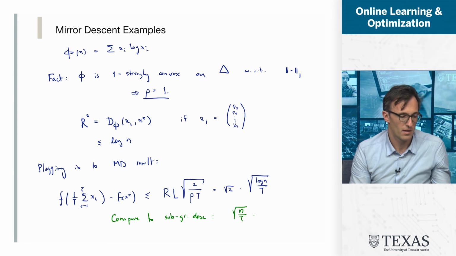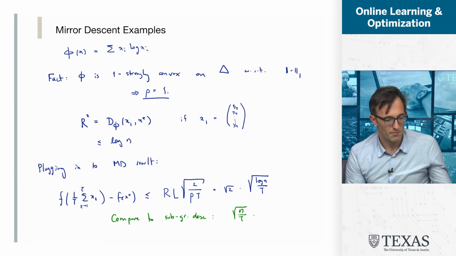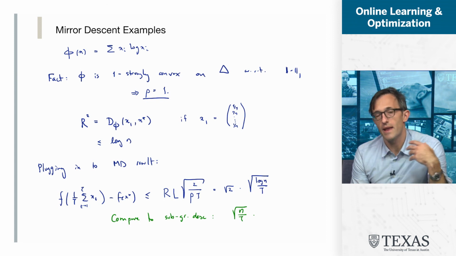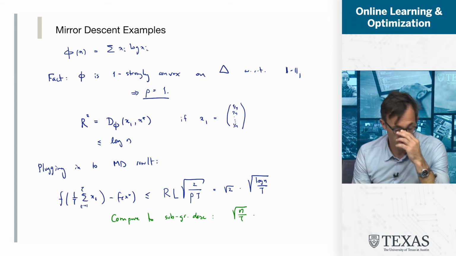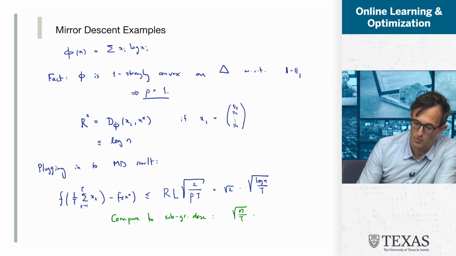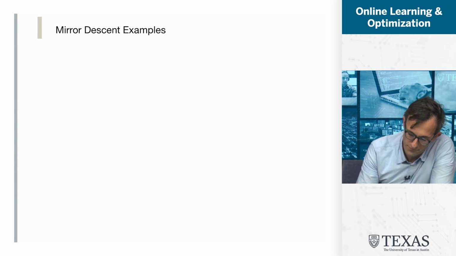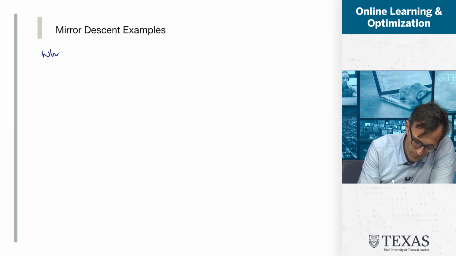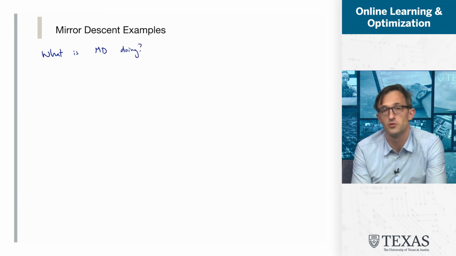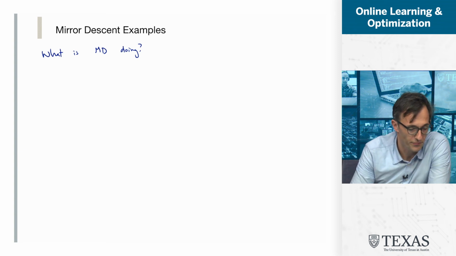Let's have a look at what mirror descent actually does as an algorithm in this very specific case, to see how it is different than projected subgradient descent. So what is mirror descent doing? It should be doing something quite different if it's getting such a dramatically different result.